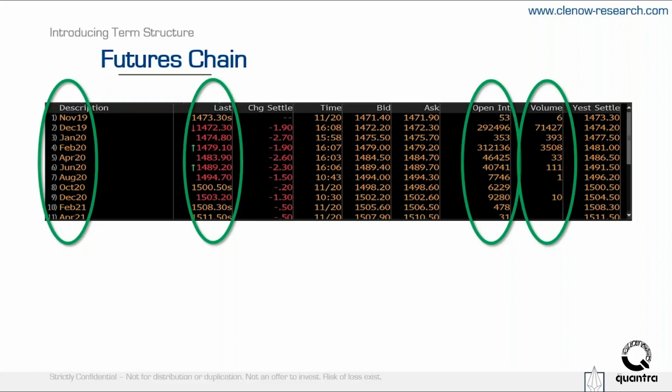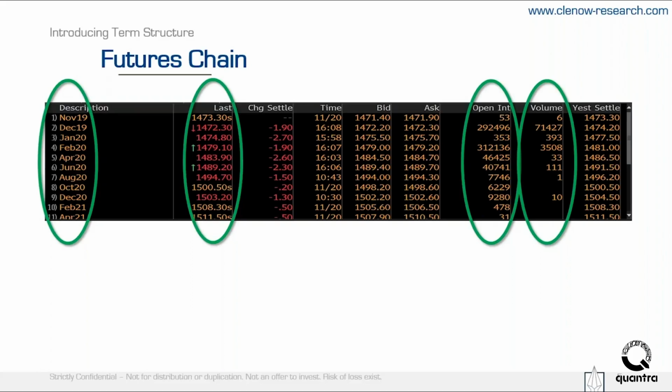So when you're dealing with something like stocks or currencies, it's not much of a guessing game about what exactly you should trade. If you want to buy shares in Tesla, you buy shares in Tesla. It's not like you have 20 different Tesla shares to pick from. In the futures world, you always have many different contracts trading at the same time. This is called a chain.